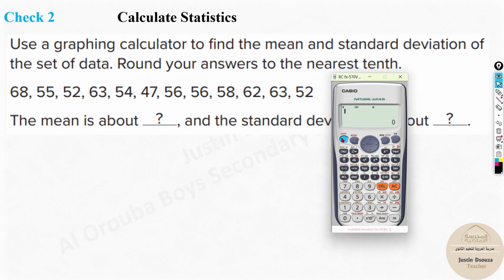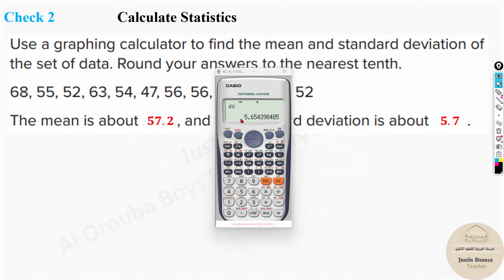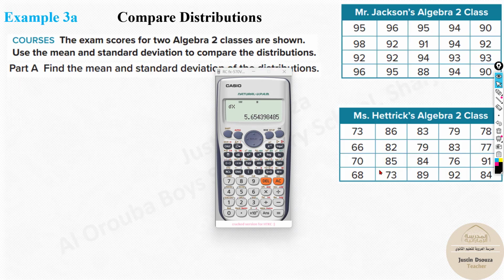Yes. Press AC, shift 1, 4 for variable, and now you need to choose 2. 57.16, that corresponds to 57.2. Shift 1, 4 and 3 gives you 5.654. Yes, it is 5.7 because when you approximate this, it becomes 5.7.